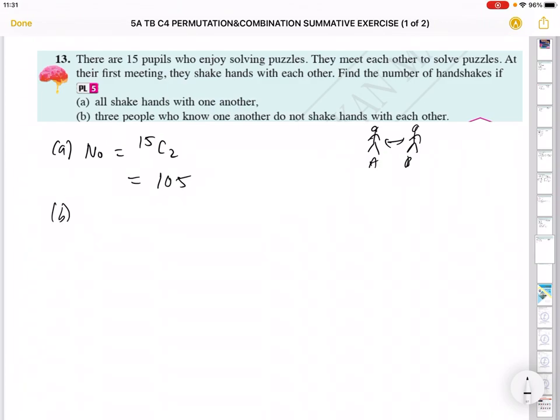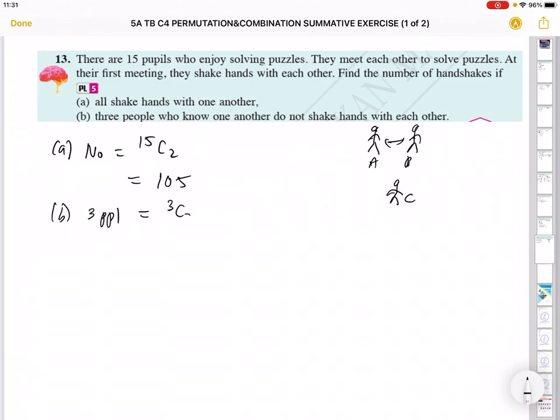Three people who know each other do not shake hands with each other. Alright, so now let's see, three people who know each other. Let's say I want these three people to shake hands. How many ways can these three people shake hands? The three people who shake hands is 3 choose 2.